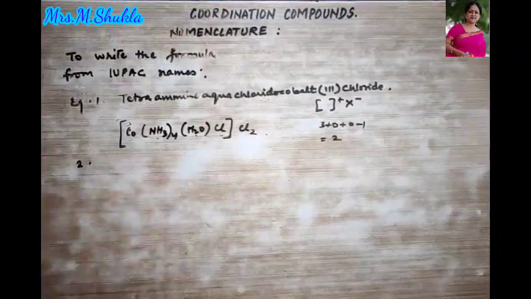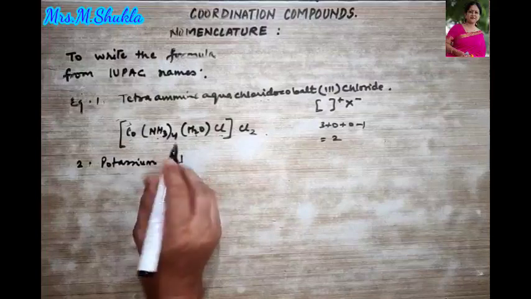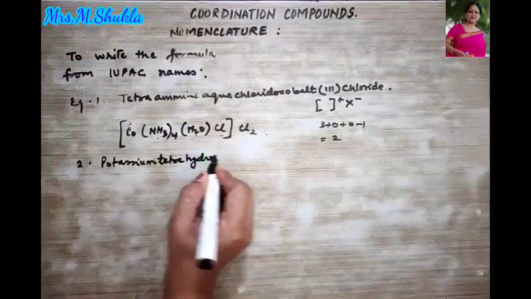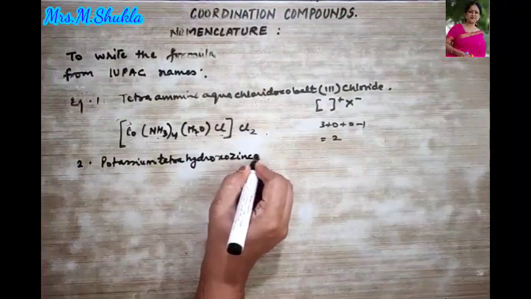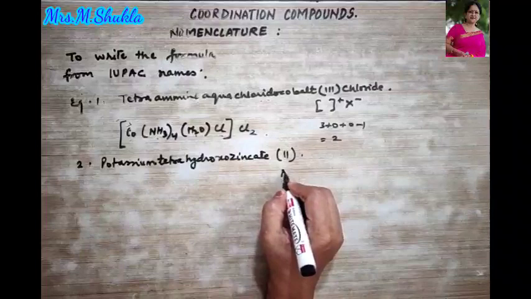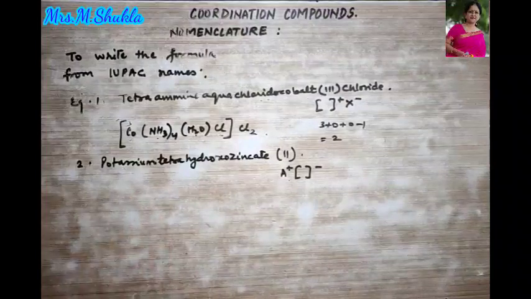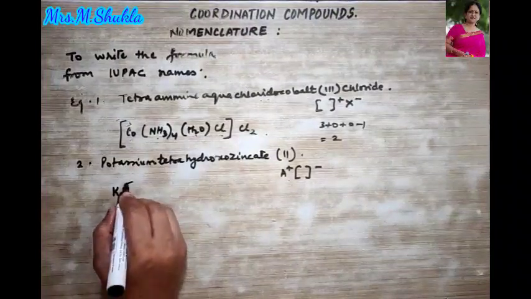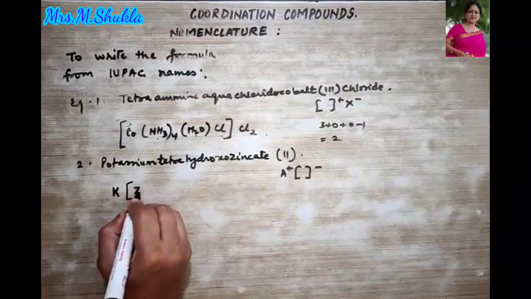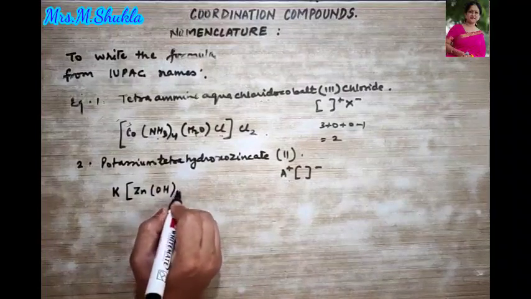Okay. Take the second example. Potassium tetrahydroxozincate 2. What kind of a compound it is? First we need to find out this. It is an anionic complex. So potassium means K we write. Then we put a bracket. Tetrahydroxo. Hydroxo has to be tetra with zincate. Zn. Then O. This is hydroxo. OH how much? 4, tetra.